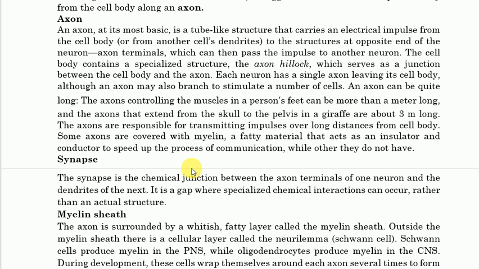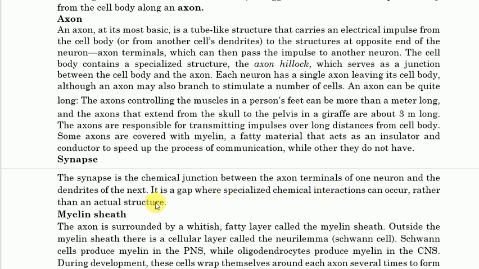Lakini from there tuangalie synapse. Synapse are the chemical junction between the axon terminal of one neuron and the dendrite of the next. It is the gap where specialized chemical interaction can occur rather than an actual structure.